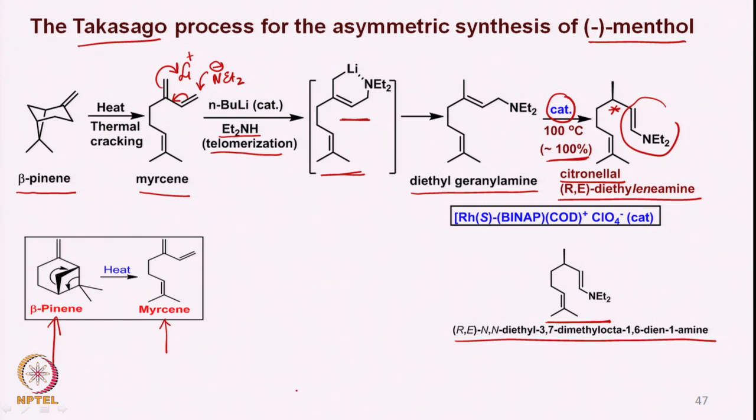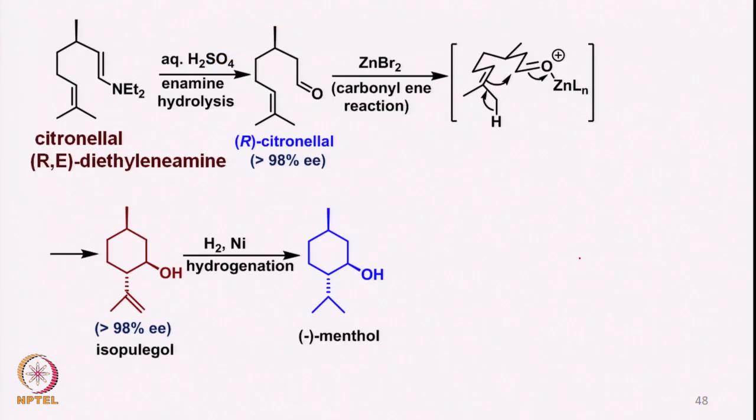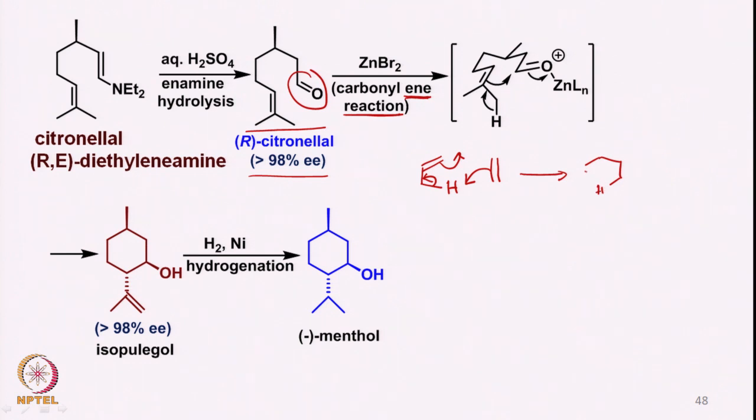So basically starting from beta pinene, one has come all the way to here, where this particular asymmetric center is generated and an enamine is formed. Now this particular enamine can be hydrolyzed, and we can go to the corresponding optically pure, more than 98% enantiomerically pure, R citronellal. This is the aldehyde, and when zinc bromide is used, this undergoes what is known as the carbonyl ene reaction. The ene reaction we will discuss later in more detail, but if you have an ene and an olefin here like this, then that undergoes, upon heating or under some metal catalyzed reactions, formation of basically a molecule like this.